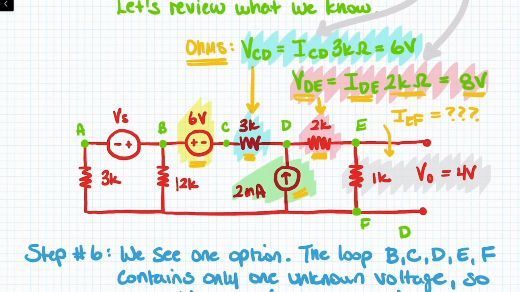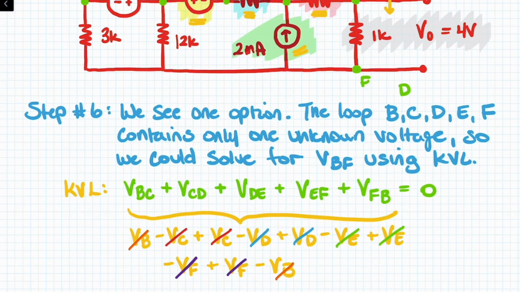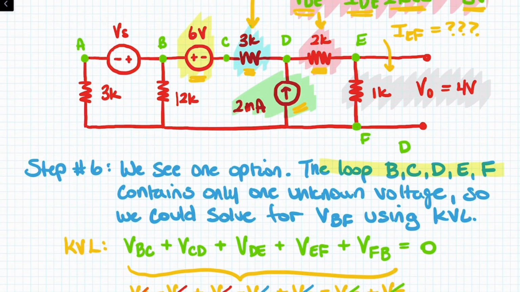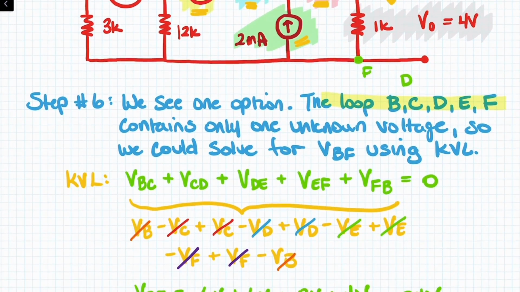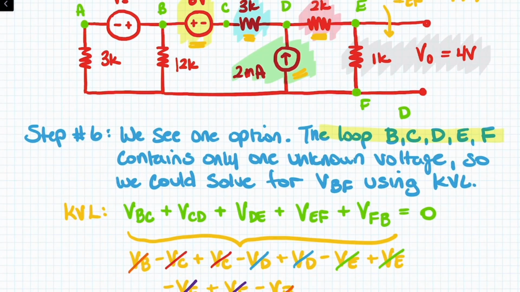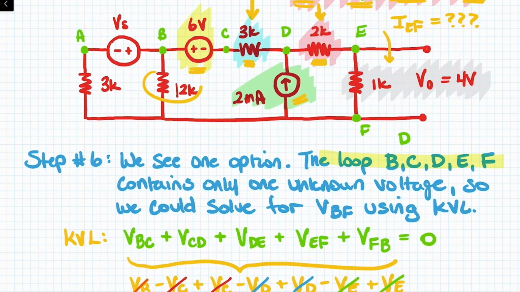So we can use this now as a tool to analyze our options. And we see one option, the loop BCDEF, which would essentially look like this. BCDEF. So it would look like that. Okay, that loop contains only one unknown voltage, and that would be the voltage across that guy. So we could solve for VBF, again that one, using KVL.